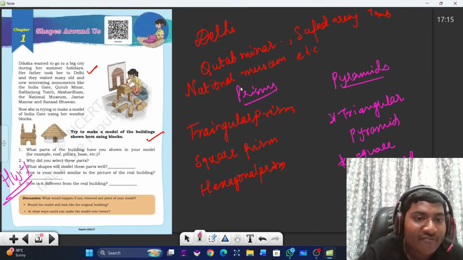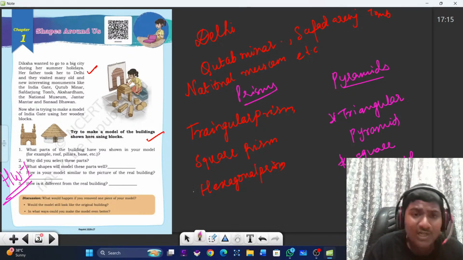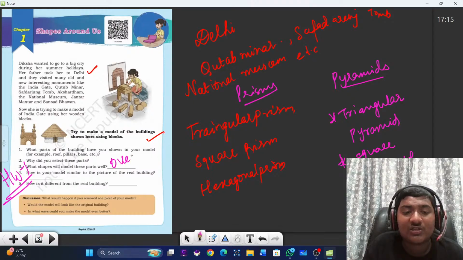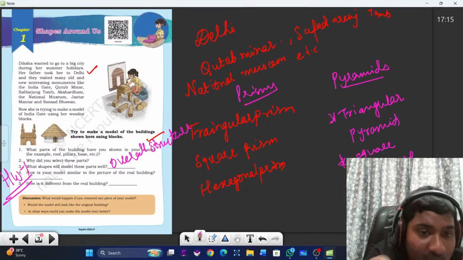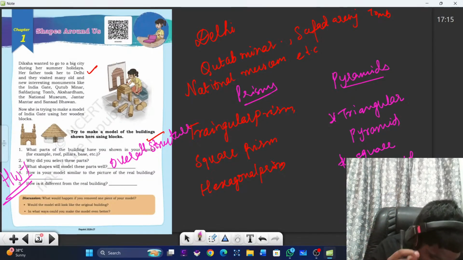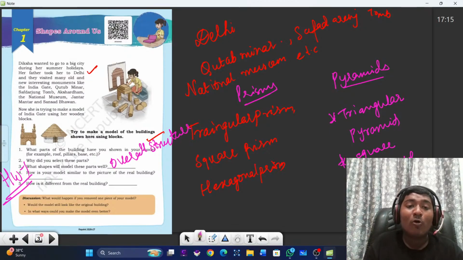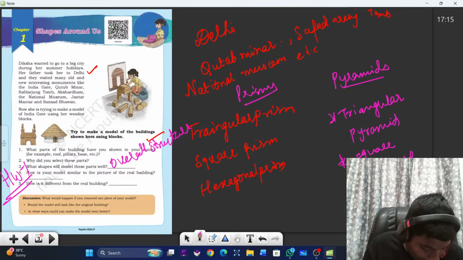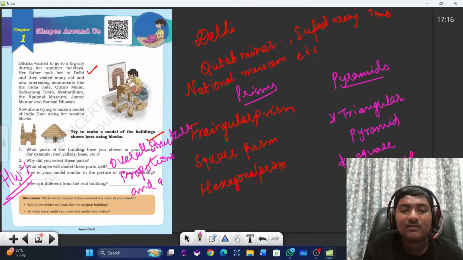Let this timer skip. How is your model similar to the picture of the real building? Just tell me. So it is similar in overall structure, children. Overall structure of a building. So it was similar from the picture to the real building. The structure will be a bit different, and also the proportions and arrangements will be quite different.